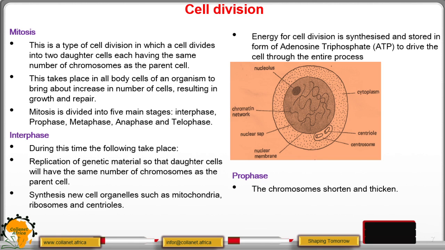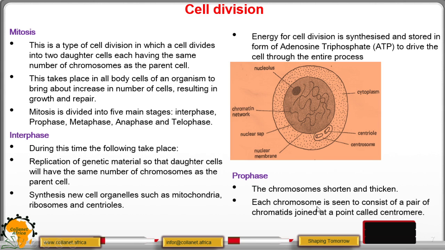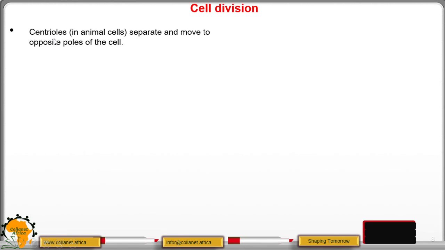During prophase, the chromosomes become short and thick. Each chromosome is seen to consist of a pair of chromatids joined at the center, a point called the centromere. In the case of animal cells, centrioles separate and move to the opposite poles of the cell. So remember, plant cells do not have centrioles. The center of the nucleus is referred to as the equator, just as on the surface of the earth we have the equator being the center.